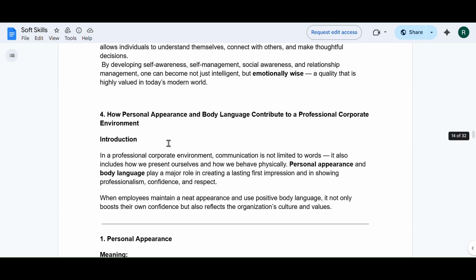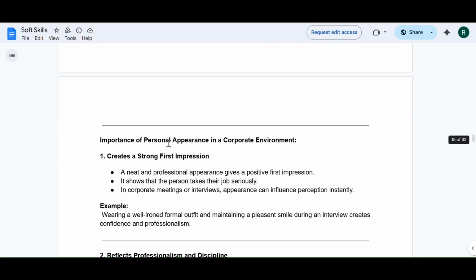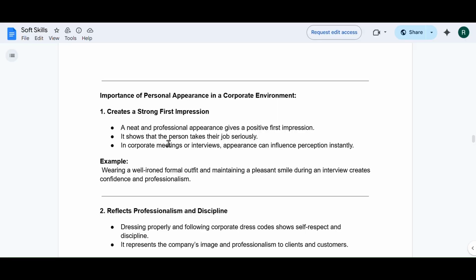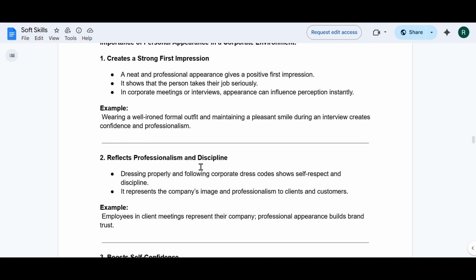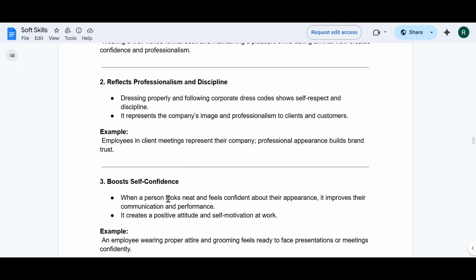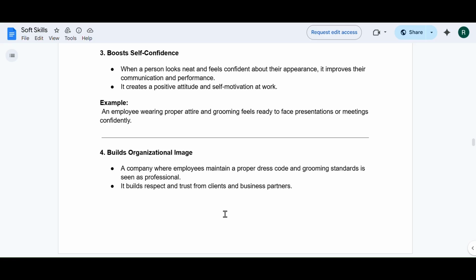So, let us discuss how these two would be used in the corporate environment. First, personal appearance. Personal appearance creates a strong first impression. First impression comes through the personal appearance and reflects professionalism and discipline. This personal appearance would reflect on our professional life, and also it tells how disciplined we are, and boosts self confidence. Well, if we are perfectly dressed for any office or lab exams or external exam, then it would boost our confidence also. It builds the organizational image. In a company, if an employee maintains a proper dress code or grooming standards, it seems professional and it would build an organizational image also.